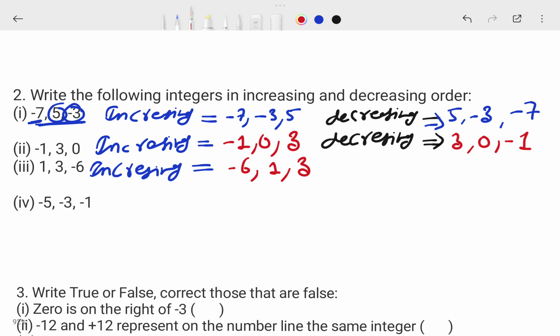Now let's talk about the decreasing order. In decreasing order, we have to start from the greatest number. So in this one, which is the greatest?